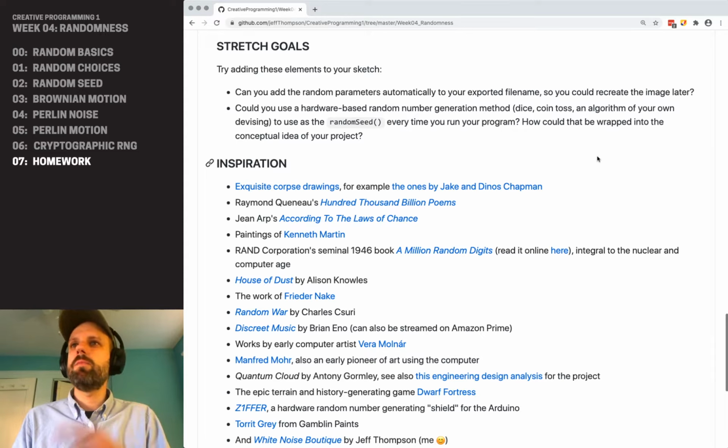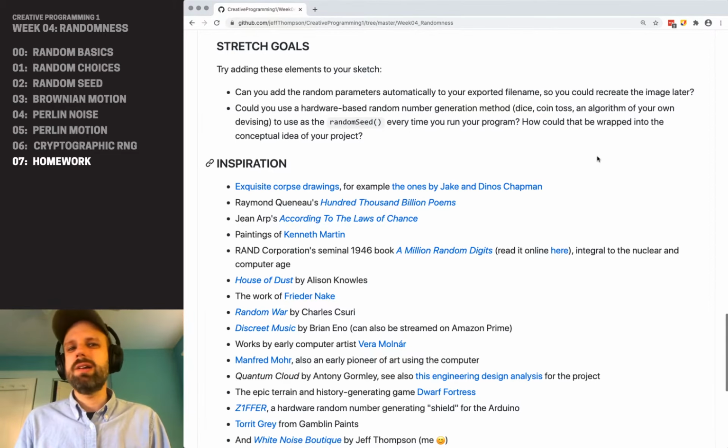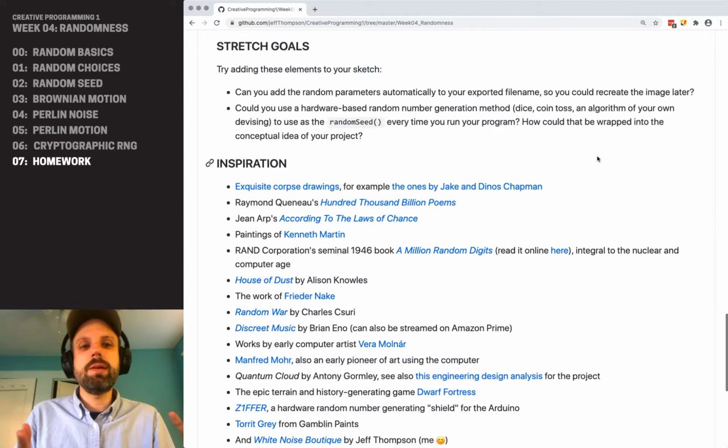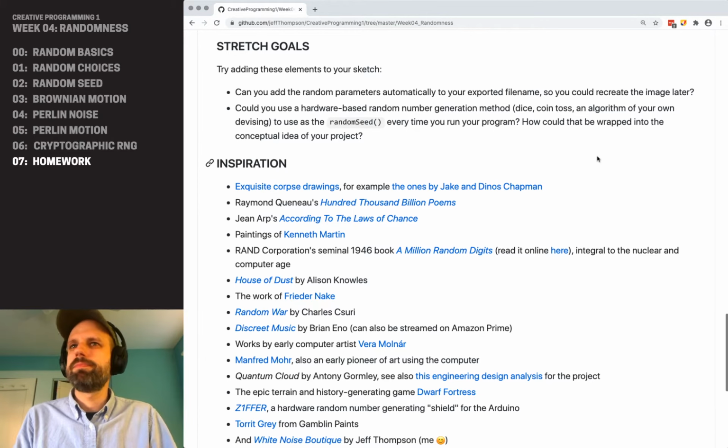And could you in some way use a hardware-based random number generator in conjunction with your code? So like the random seed example we looked at, could you use dice or a coin toss or some algorithm you create physically, a natural system like weather or birds at your window, and have this come into your program, and then maybe also conceptually tied together. So if you're generating these random bird shapes, maybe you use the birds outside as a way of seeding your random number generator, and that becomes really cool.